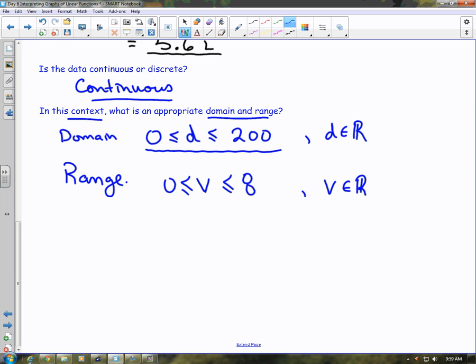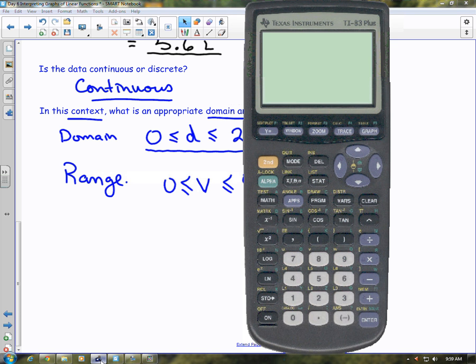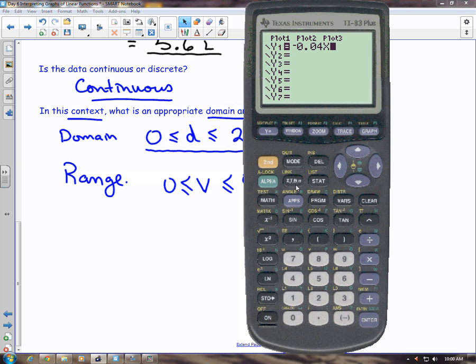Now, it's really important to remember that anytime you have a context, you have to think about these restrictions. Because you could say, couldn't we graph this on our calculator using this function? The answer is, yeah, we can. This function would look like this: negative 0.04x, because in your calculator we always use x and y, plus 8.